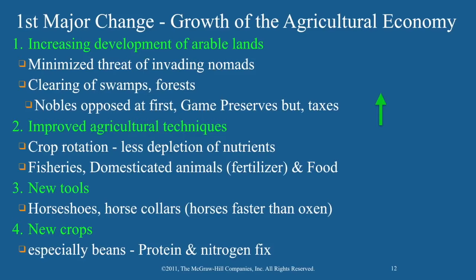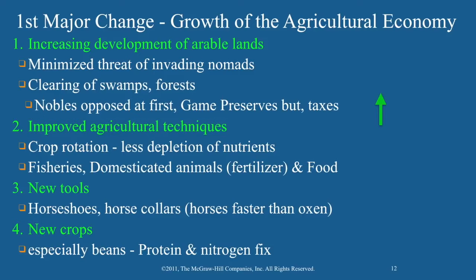This leads to improved agricultural techniques. As people are able to understand more and more about agriculture, and much of the information is disseminated throughout Europe, they start to learn a couple things. Number one, they rediscover some ideas about crop rotation. There's less depletion of nutrients.